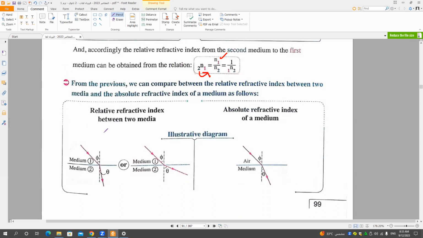Okay, this refractive index between the two media, from medium 1 to medium 2, has two cases. When it transfers from less optical density to higher optical density, the angle of refraction will decrease, so the speed will decrease, so the refractive index will increase. When it comes from the higher optical density to the less optical density, for example, from glass to air, the opposite happens.